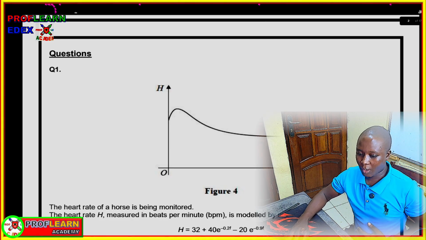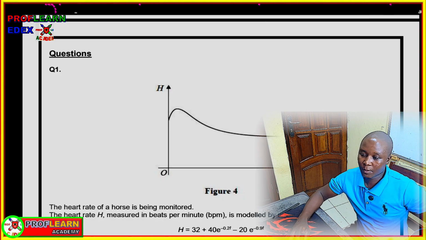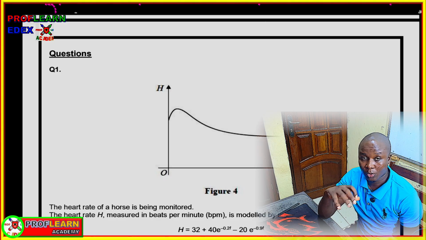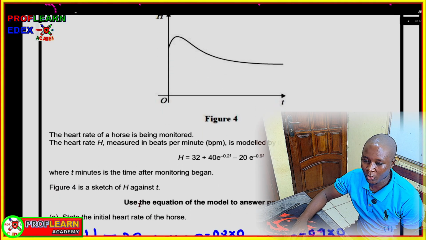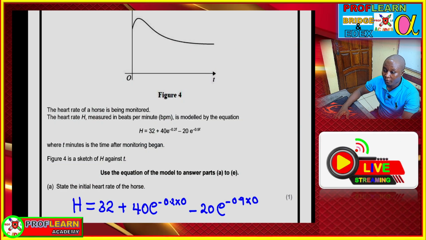One of the questions that I've brought into perspective in this particular series is the topic of modeling, which is going to involve exponential functions. And here you can see we are given a question, and then you are supposed to answer questions like stating what is the initial value. When you're given a question to do with the initial value, you need to understand that initial value is when t is equals to 0.